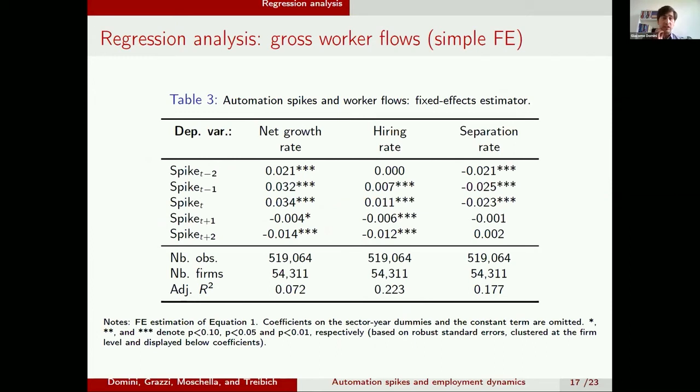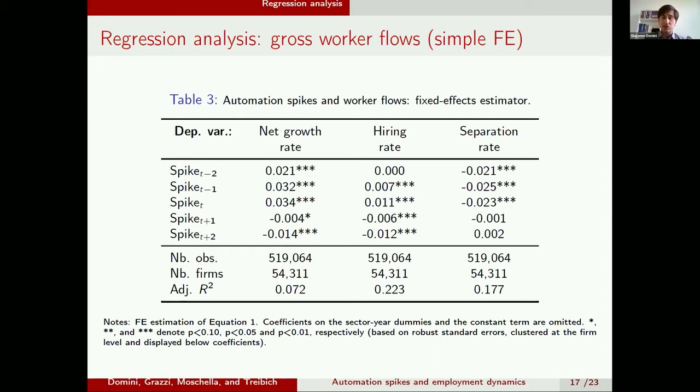So now getting to the results. First, these are the results of the simple fixed effects estimation. As you can see, in line with the evidence that I showed before, there is a positive correlation between automation and the growth rate before and during a spike, and a negative one afterwards. The positive effect before and during seems to be mainly driven by a reduction in the separation rate, whereas the negative effect afterwards seems to be mainly driven by a reduction in the hiring rate.